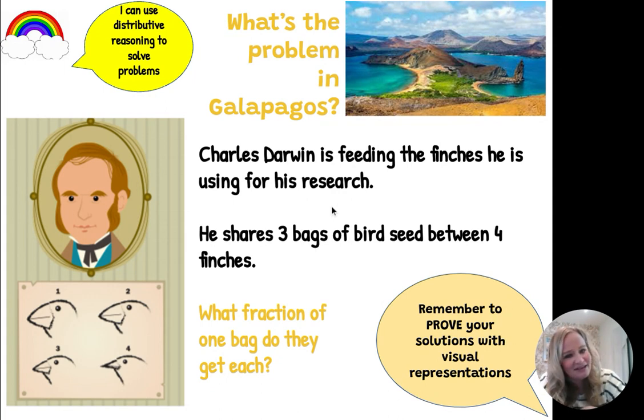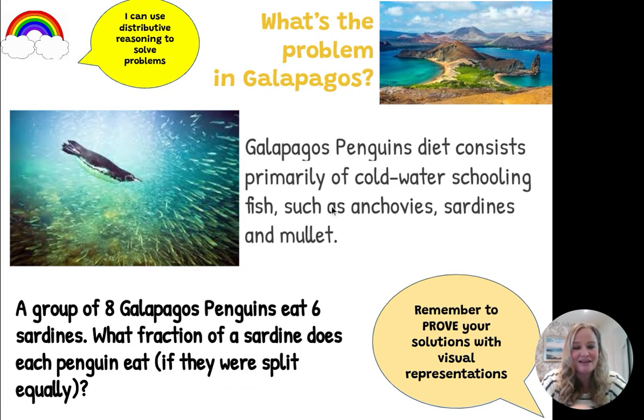He shares 3 bags of birdseed between 4 finches. What fraction of 1 bag do they each get? And it's saying there, remember to prove your solutions with visual representations. Another example of contextualised problem.